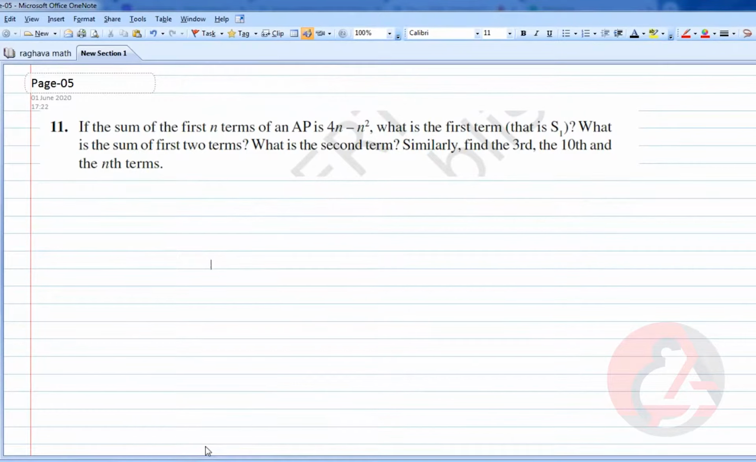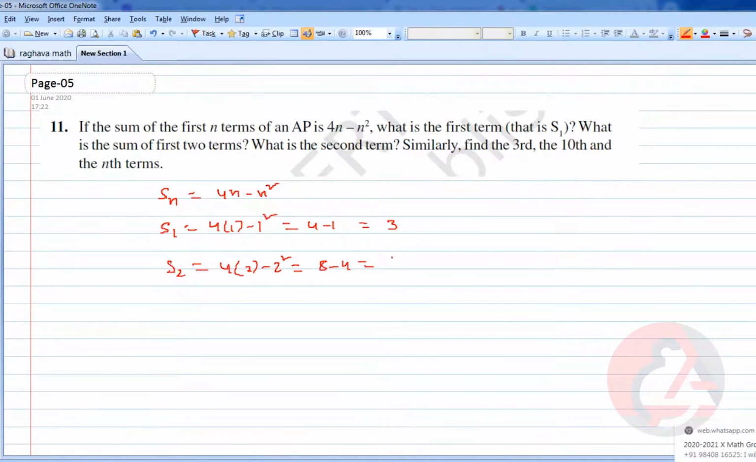See, if you read the question, they gave the Sn in the form of an equation. So whenever you are getting an equation, try to connect it with algebra. That means he's expressing Sn is equal to 4n minus n square. If I put n is equal to 1, you get S1. So 4 into 1 minus 1 square, that is 4 minus 1 is equal to 3. S2. The meaning of S2 is what? Sum of the first two terms. So this will be 8 minus 4. You will get the answer 4.